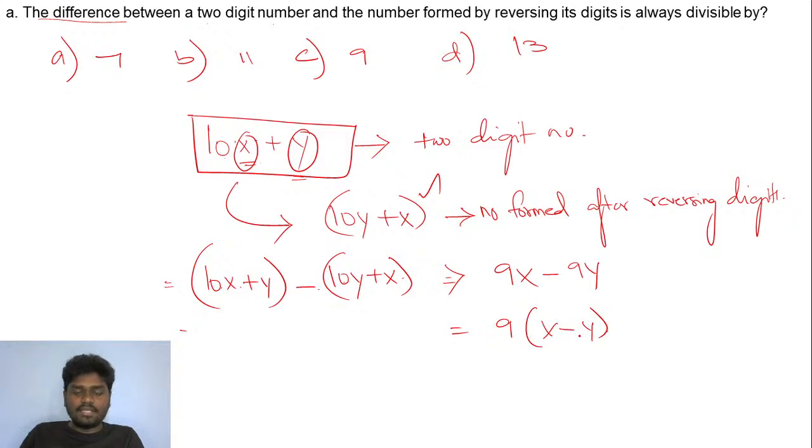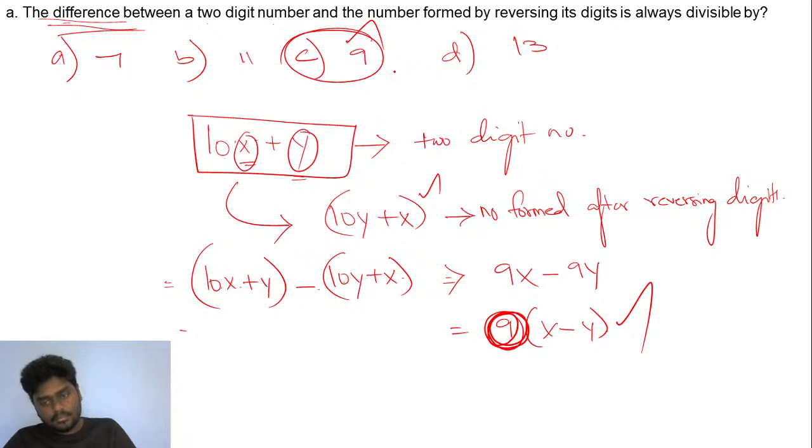Listen very carefully, guys. The difference you have got is absolutely a multiple of 9. So I can confidently say that when you reverse a 2-digit number and take the difference between the original and the reversed number, you'll get a number absolutely divisible by 9. Why? Because the difference is a multiple of 9, so definitely it should be divisible by 9. That's what it means.